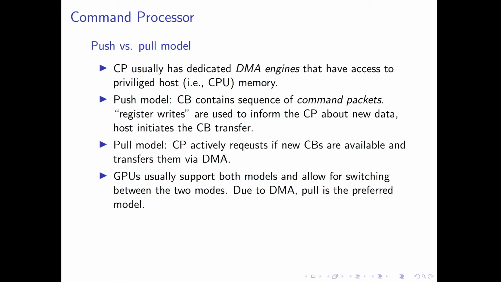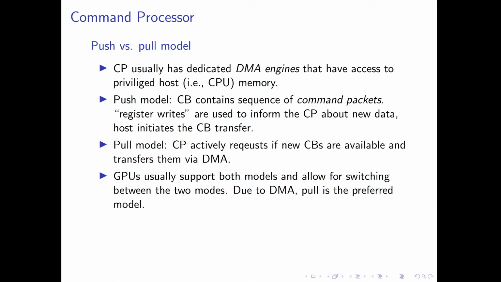And in the pull model, the execution mode is one where the command processor actively requests whether new command buffers are available, and then just transfers them via DMA. So GPUs usually support both models, usually for legacy reasons, and they also allow for switching between the two modes. But generally, the mode that is preferred nowadays is the DMA mode.